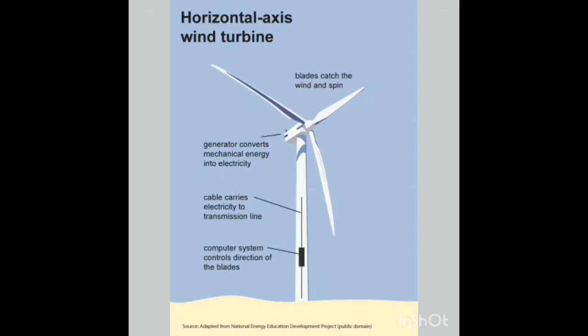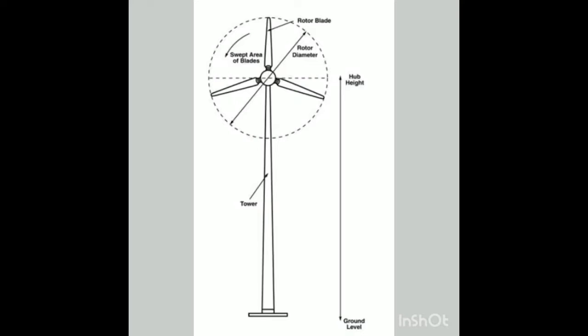The first one is horizontal axis wind turbine. As you can see, the blade catch the wind and spin. It consists of a generator that converts mechanical energy into electricity. This is the example of how the horizontal turbine works.